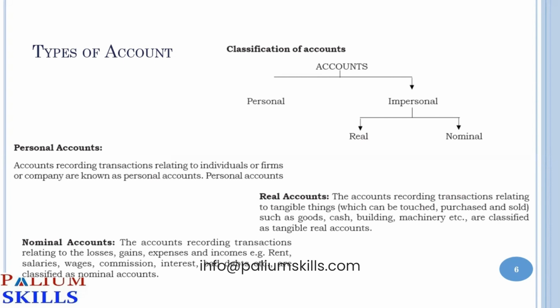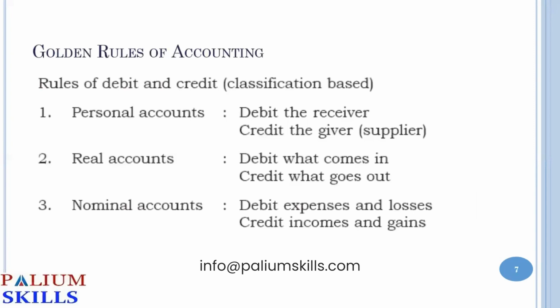Okay. So three main types of account: personal account, real account, nominal account. Personal account is for individuals or firms or company. Real accounts are for tangible things. Nominal accounts are for intangible things, things like losses, gains, expenses, incomes. Okay. So this is known as the golden rule of accounting.